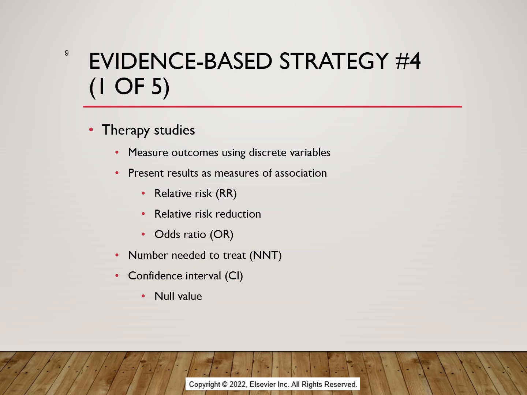Do they measure outcomes using discrete variables? How do they present the results? Is it a relative risk, an odds ratio, or a relative risk reduction? Or the number needed to treat, like how many patients do we have to apply this particular intervention in order to have favorable results? Also look at the confidence interval and that null value. And again, all of these things can be found earlier in this textbook if you need a refresher.